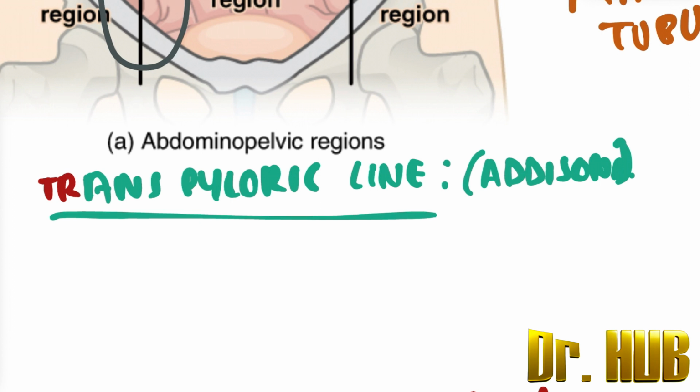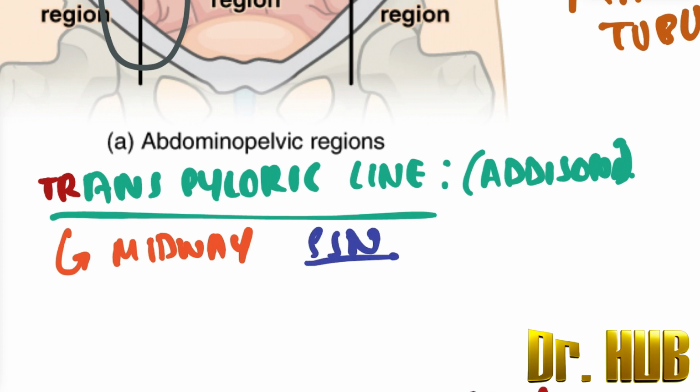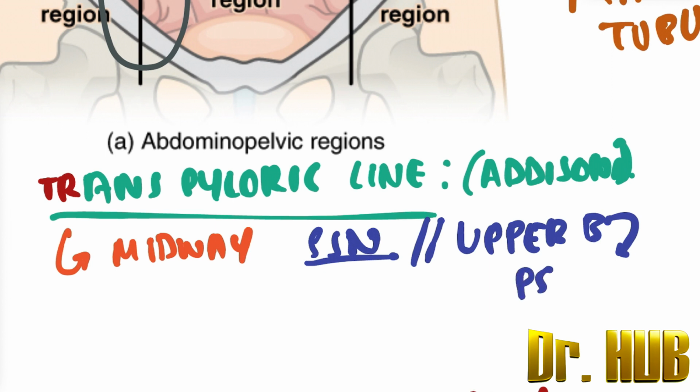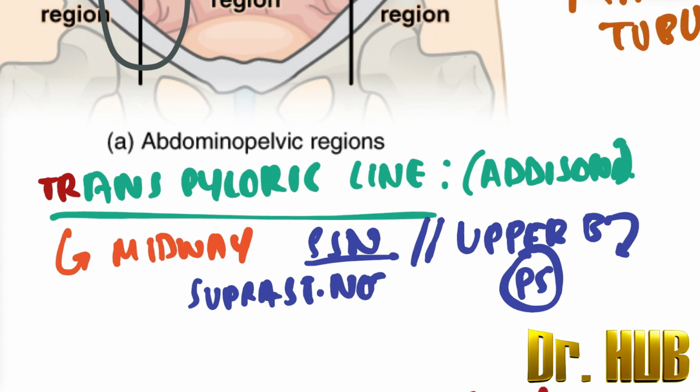So this passes midway between the suprasternal notch and the upper border of the pubic symphysis. PS stands for the pubic symphysis, and SSN was the suprasternal notch. Let's write it down: suprasternal notch, and the upper part of the pubic symphysis.